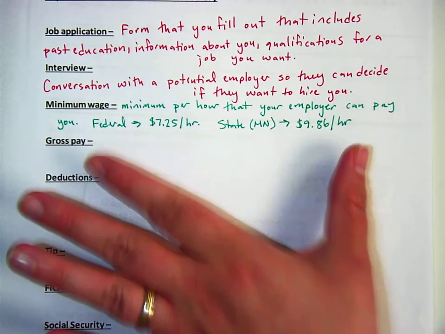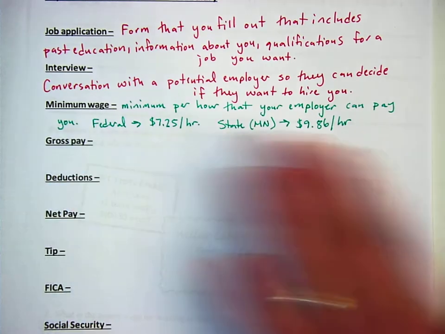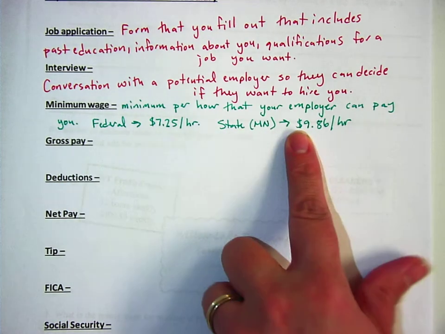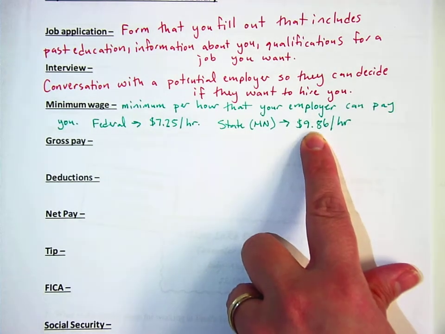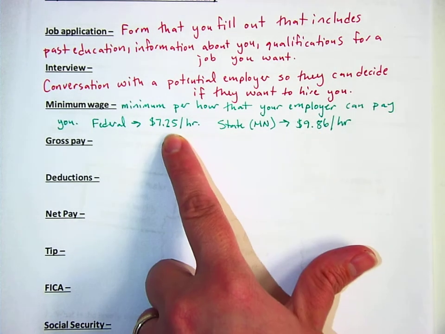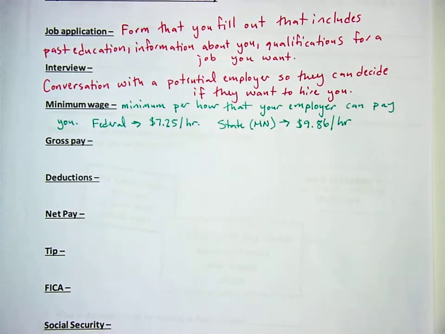And remember, the state has to have the one that's higher. So for our state, it is higher. So everybody in the state of Minnesota gets this minimum per hour. But in Wisconsin, it's actually the same as federal, which means they're also at $7.25. So it depends on the state you're in, I guess.